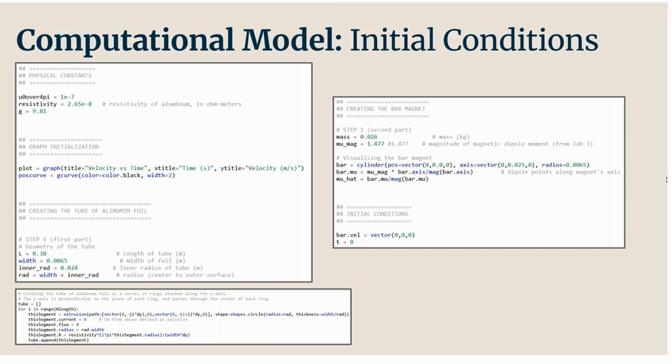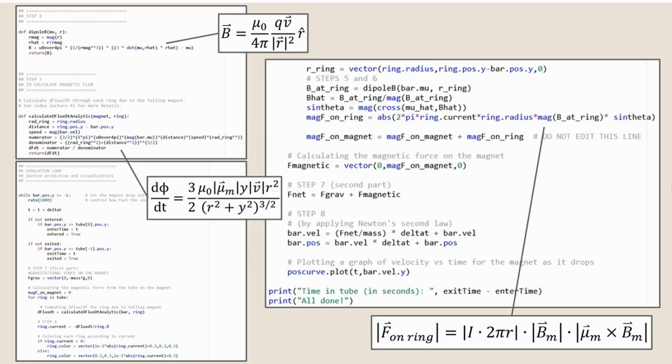For the computational model, these are the initial conditions. We set the values of the constants, we set the plot, and established the dimensions of the tube as well. For the actual coding, you can see here we made a function that represented the magnetic field of the moving point charge, set a function to calculate the change in magnetic flux over time, and then set another function to calculate the magnitude of the force on the ring, for a partial ring.